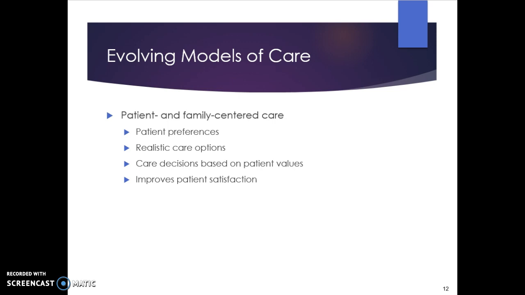Patient and family-centered care, and we've talked about this before, really is about allowing patients more preference and more autonomy to make informed decisions, having realistic care options discussed with them, and letting them make their own decisions based on their own values versus imposing our own. And we know that use of this type of care does improve patient satisfaction, which is very important as well.